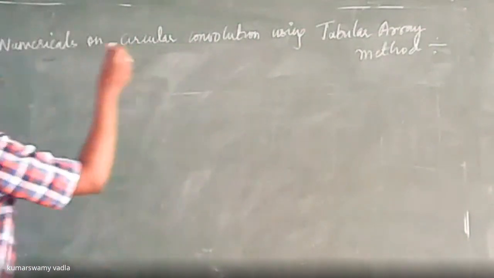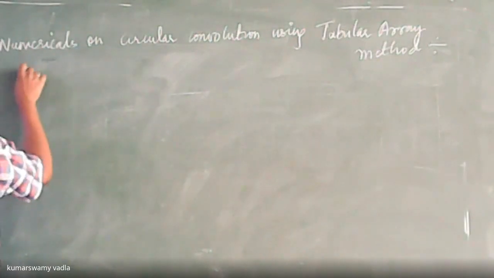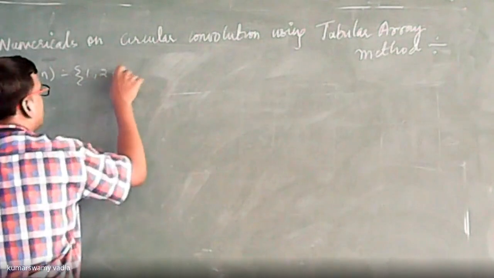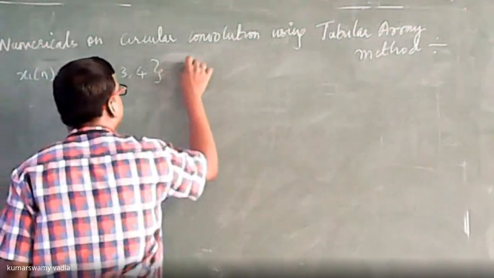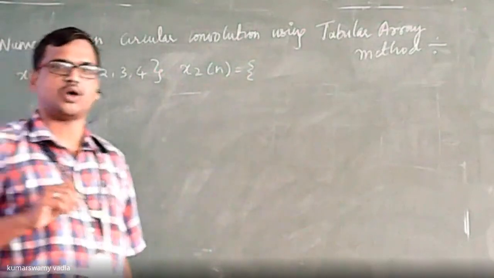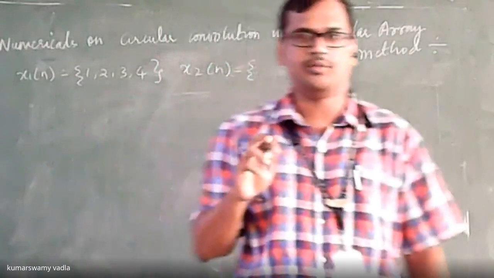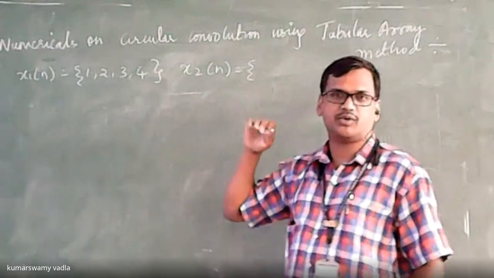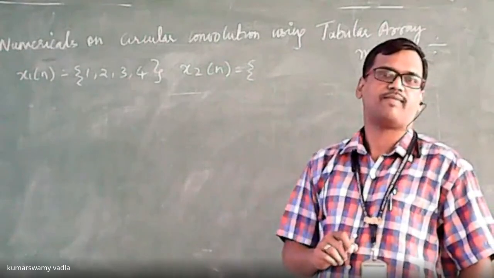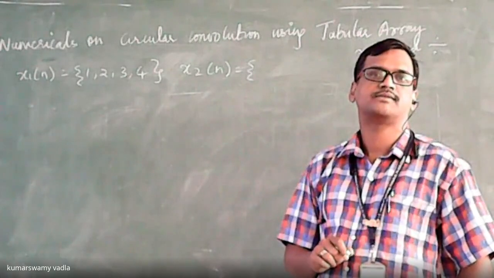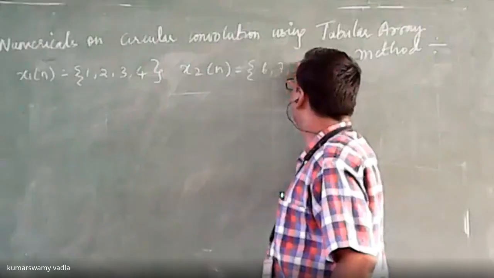Okay, so let us take a problem: x1 of n is equal to 1, 2, 3, 4, x2 of n is equal to... circular convolution, we have solved a numerical in this manner only. What is x2 of n, please, in that question? Six, 7, 8, 9. 6, 7, 8, 9.